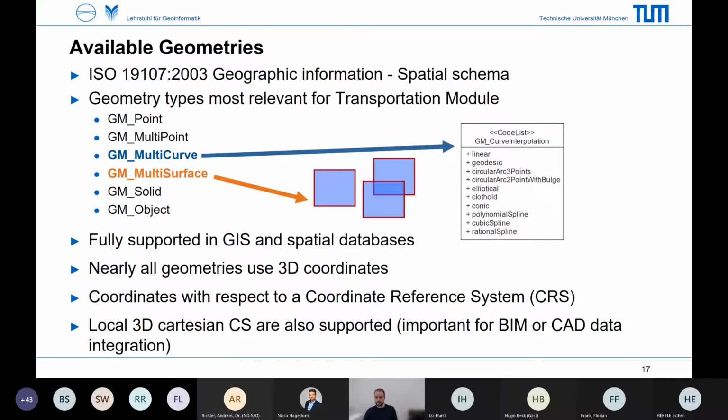Nearly all geometries use 3D coordinates, and in CityGML, each coordinate must be given with respect to a specific coordinate reference system. It's also possible to have objects in a local 3D Cartesian coordinate system, which is important when you want to integrate BIM or CAD data into your scene.